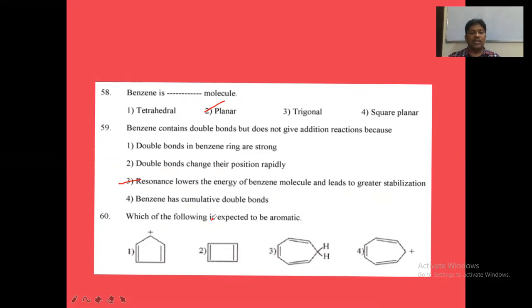Which of the following is expected to be aromatic? To say whether the given compound is aromatic or not, which rule do we use here? Huckel's rule, the 4n plus 2 rule. According to Huckel's rule, we first take the number of pi electrons in the given species. The number of pi electrons must be equated with 4n plus 2. Then we calculate the n value. If n is an integer, that molecule is aromatic. If n is not an integer, that molecule is not aromatic. Keep that point in mind.